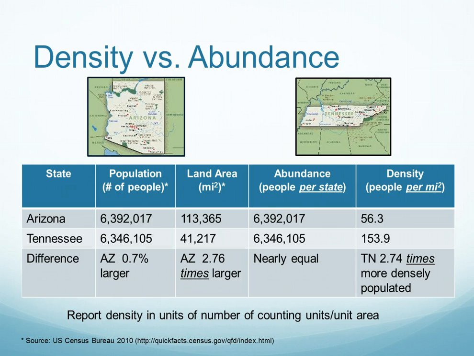But density is in the units of individuals per unit area. So if we describe the density of Arizona, it is 56.3 people per square mile. The density of Tennessee is 153.9 people per square mile. So Tennessee is nearly 3 times more densely populated than Arizona.